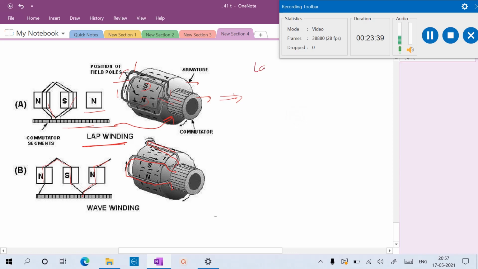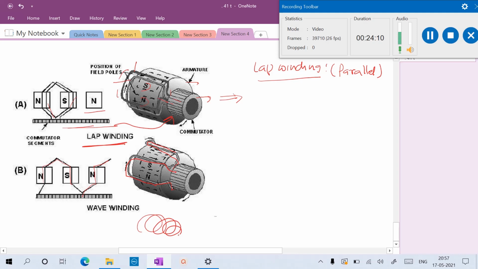What are the salient points of the lap winding? Let us see what points we have to remember. Lap winding is just like a parallel winding. You can say lap winding, or we can say parallel winding, sometimes called Hanuman tail winding, in which the coils lap over each other.